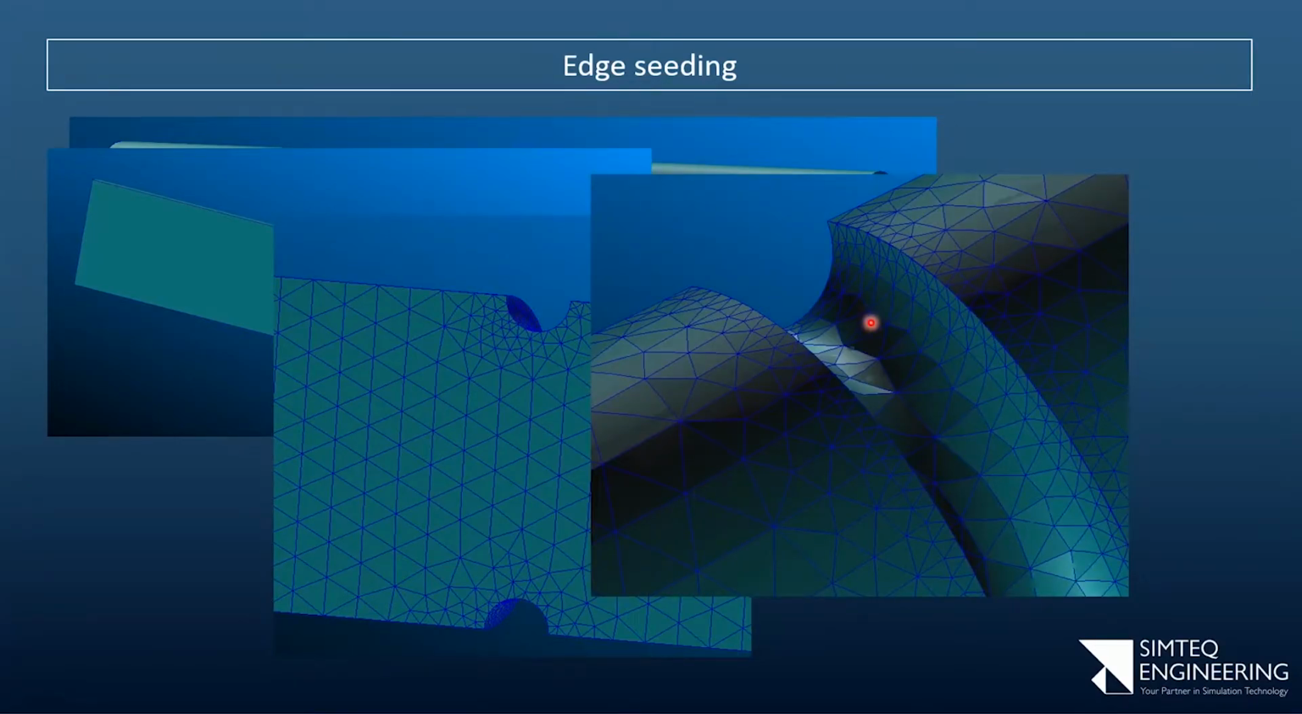But if you look at it from the back, you see the issue. Close to the edges, we got really nice fine meshes, but then it transitions to much coarser because that edge seed can only influence the immediate region surrounding it. It cannot directly influence this one.